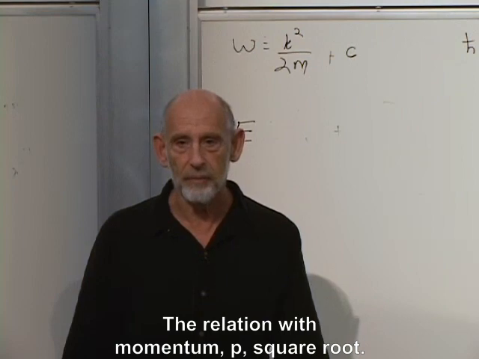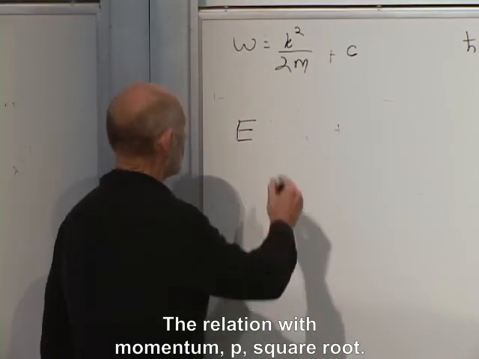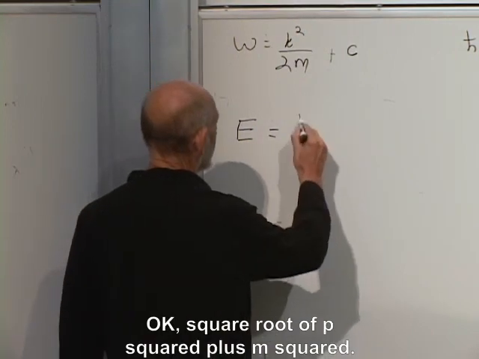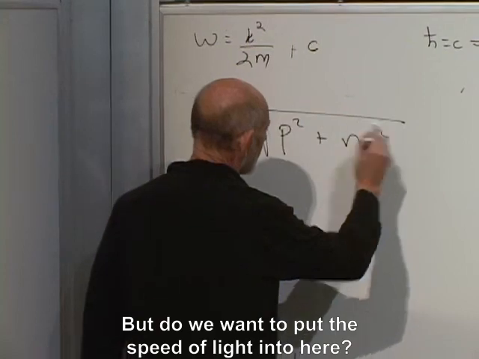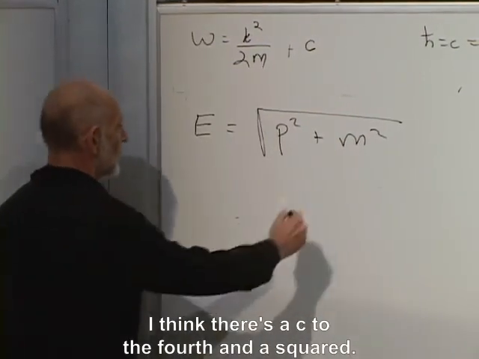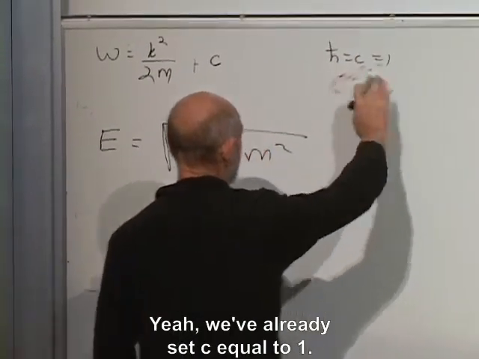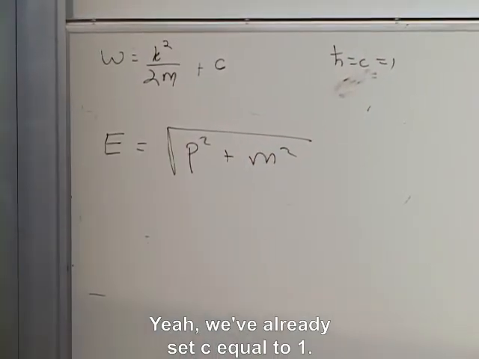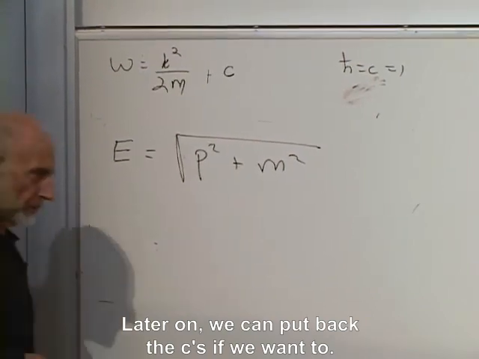The relation with momentum, P. Square root of p squared plus m squared, but do we want to put the speed of light into here? I think there's a c to the fourth and a c squared, but let's set c equal to 1. We've already set c equal to 1. Later on we can put back the c's if we want to.